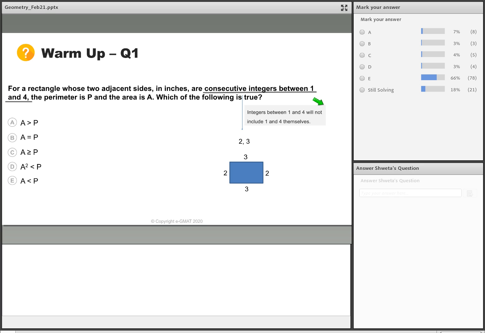Not relevant to quadrilaterals alone. This is something which will be valid throughout quant, and it's a common doubt people ask. Unless the question itself says 1 and 4 inclusive, you will not include them.